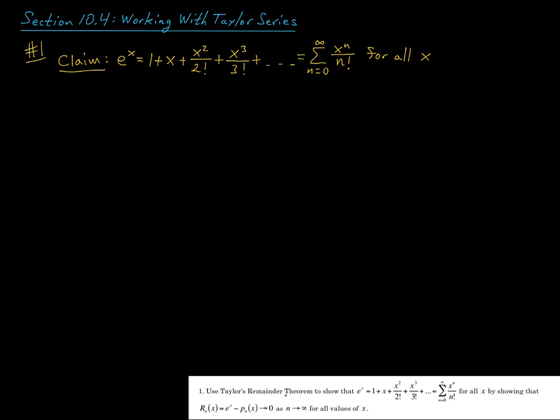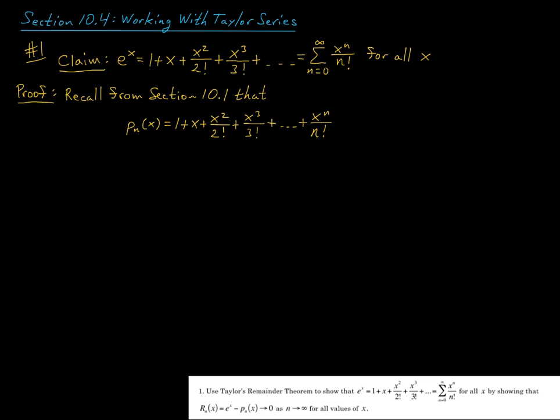It says, use Taylor's remainder theorem to show that e to the x is equal to this series for all x by showing that the remainder, Rn of x, which by definition is the difference between e to the x and Pn of x, where Pn here is the nth Taylor polynomial of e to the x centered at a equals 0, approaches 0 as n approaches infinity for all x. Okay, so there's a lot to unpack here. Let's just take things one step at a time.